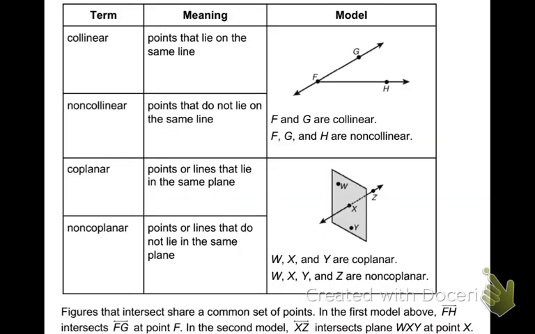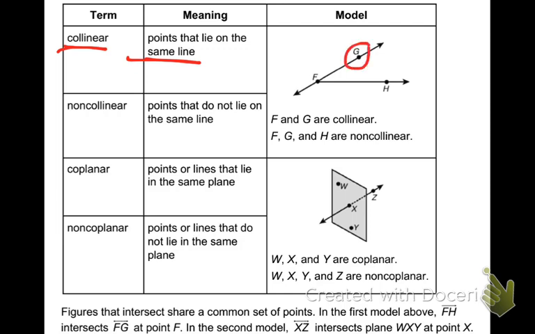Next ones here, we get a little bit tougher. Talk about collinear. When you think of the word collinear, there's two words there. You think of co and you think of line. Think about it this way. If your parents ever talk about a coworker, what does that mean? They work with them, right? They have the same occupation. So if it's collinear, what's that mean? Same line. So collinear means points that lie on the same line.